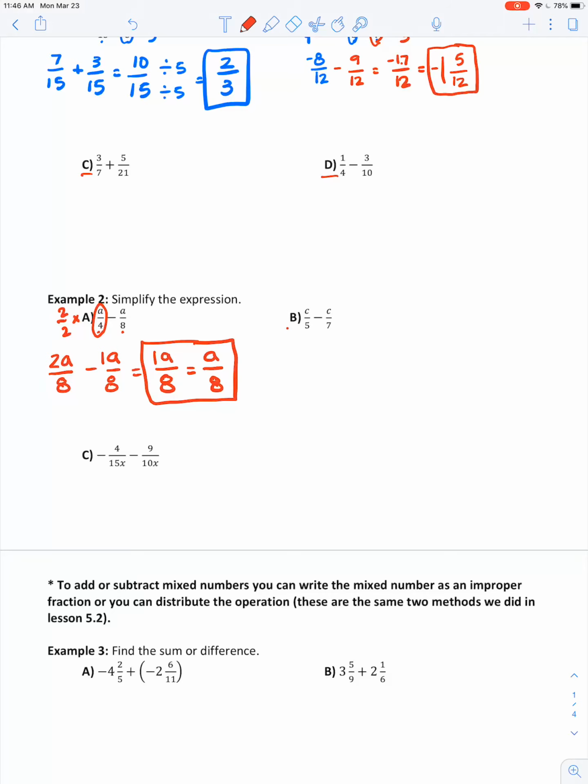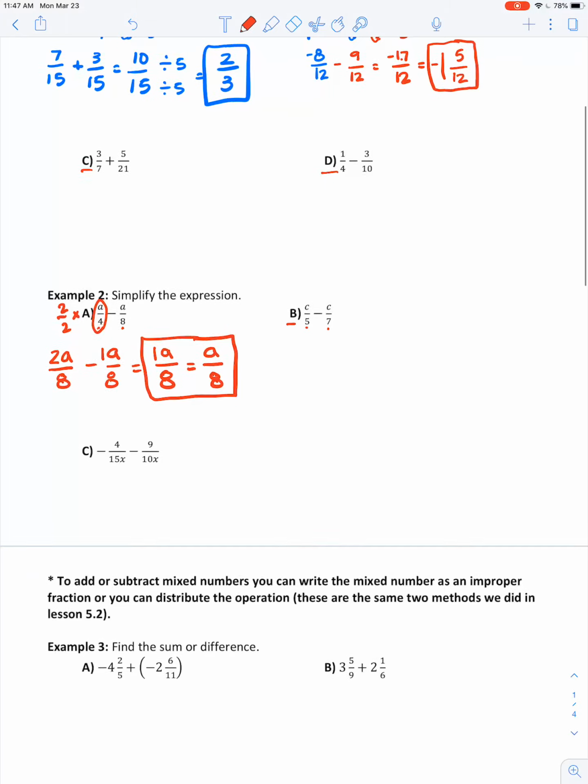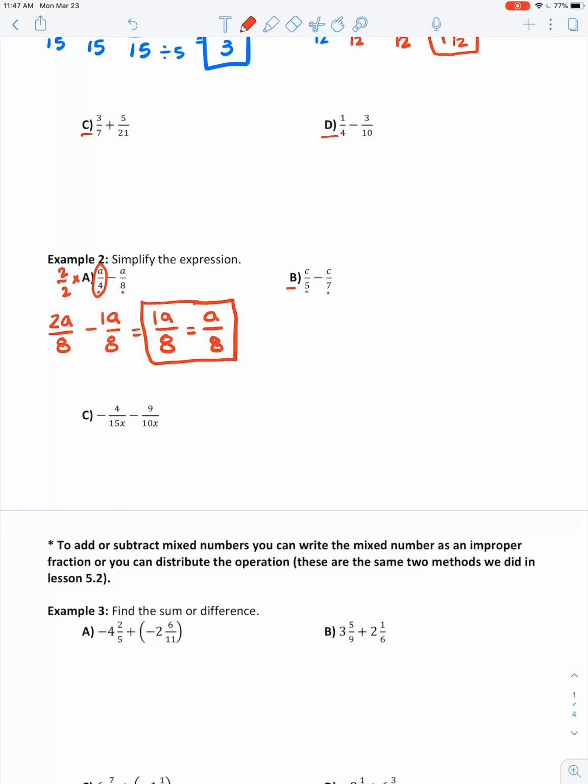Okay, letter B is very, very similar to letter A. Just make sure that you get 5 and 7 to have the same bottom number. I'm going to let you try that one on your own and check your work by using the teacher's notes. Let's take a look at letter C.